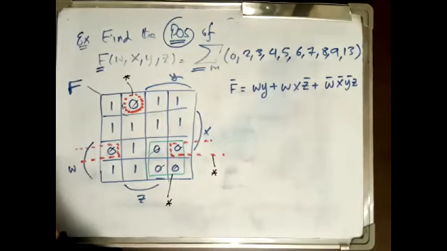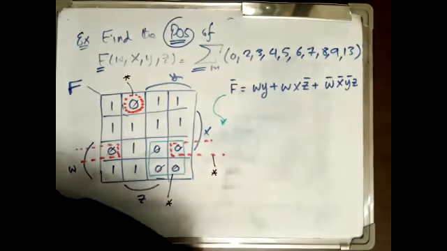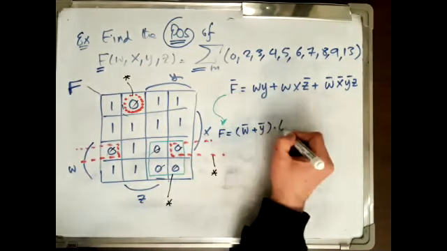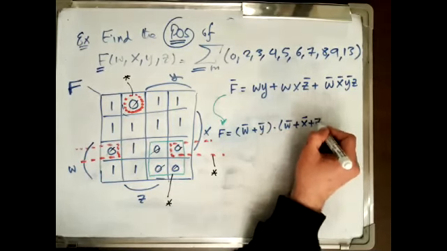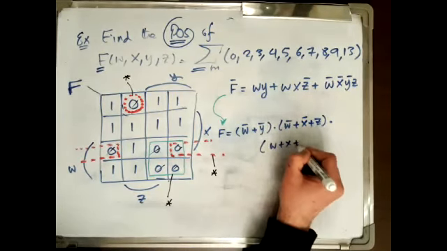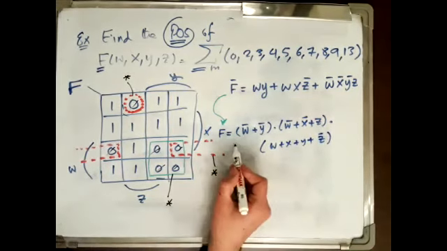Okay, so now this is F bar. We take the complement to obtain F. If you take the complement, this will be W bar OR Y bar, ANDed with W bar OR X bar OR Z, ANDed with W OR X OR Y OR Z bar. So this is the POS of F.